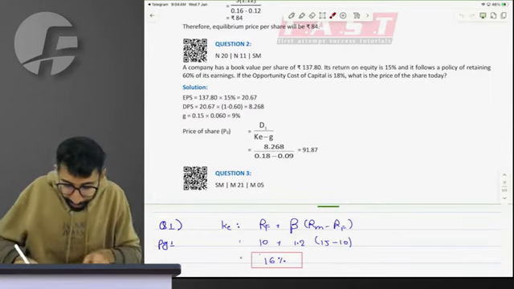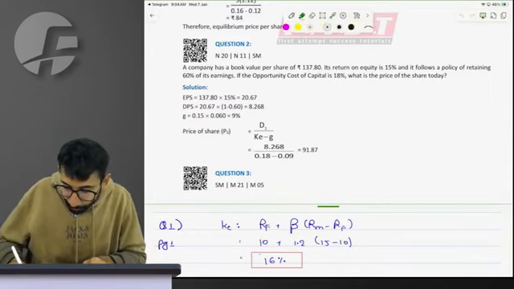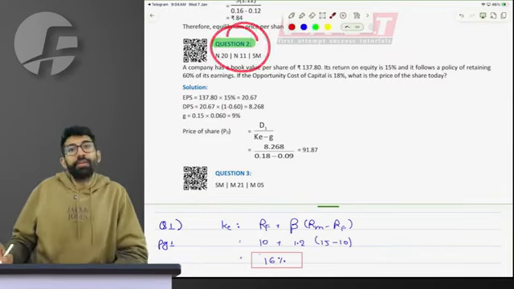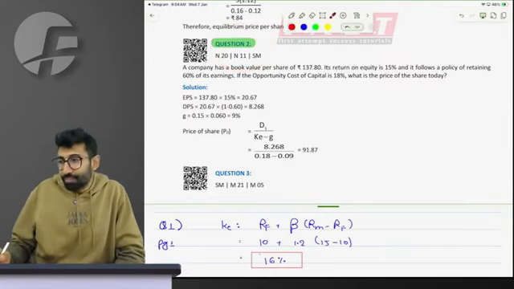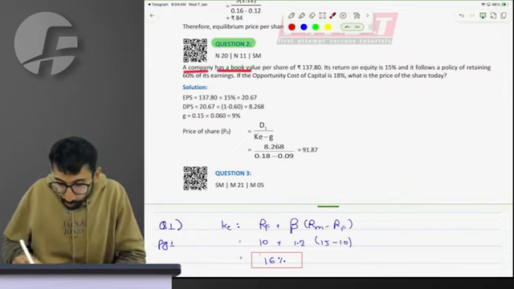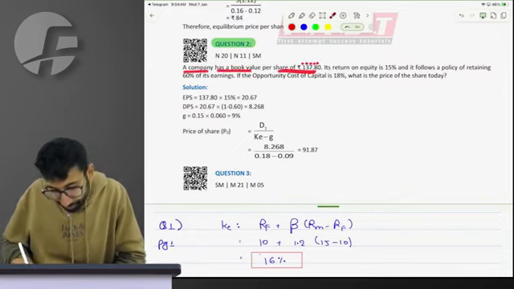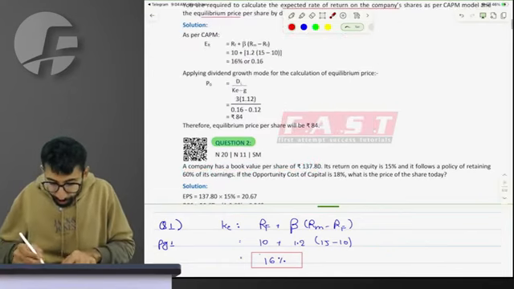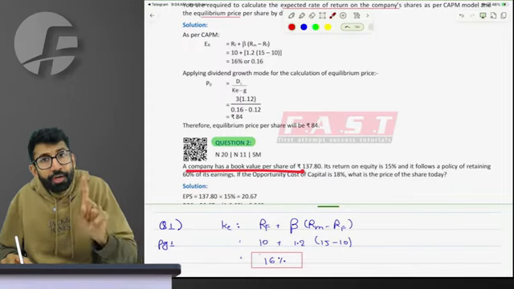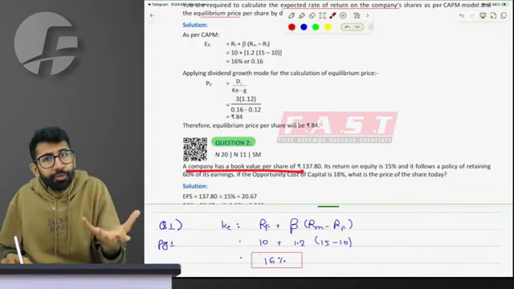Second question is really a great question. We have to do it in the class. Sir, what does it say? A company has book value per share of rupees 137.8. What is given to me? The book value per share of a company. Sir, book value per share, are you able to recollect?